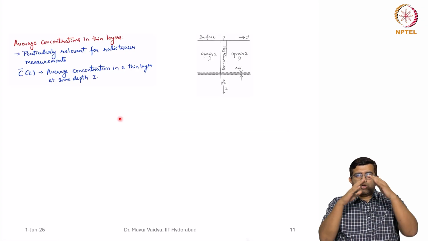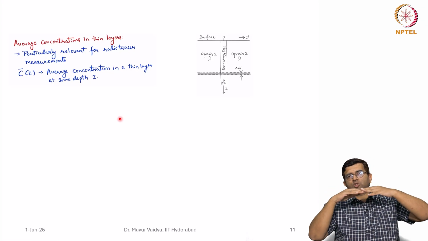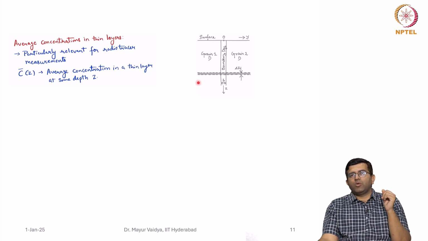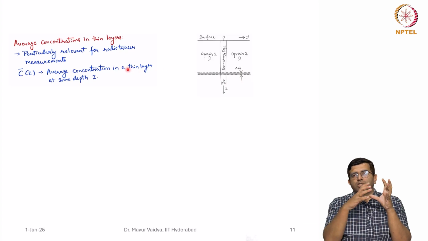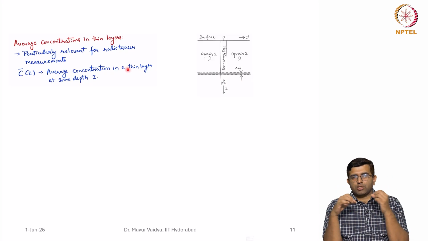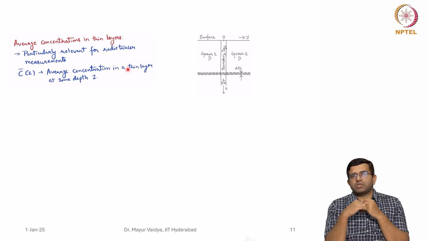Quite often when you are doing the tracer experiment, it is also important to have some kind of estimates for the average concentration. So, for example, you want to know in this layer of thickness delta z, what is the average concentration of the tracer, not the separate C and CGB, but what is the average concentration in the thin layer at some distance z.